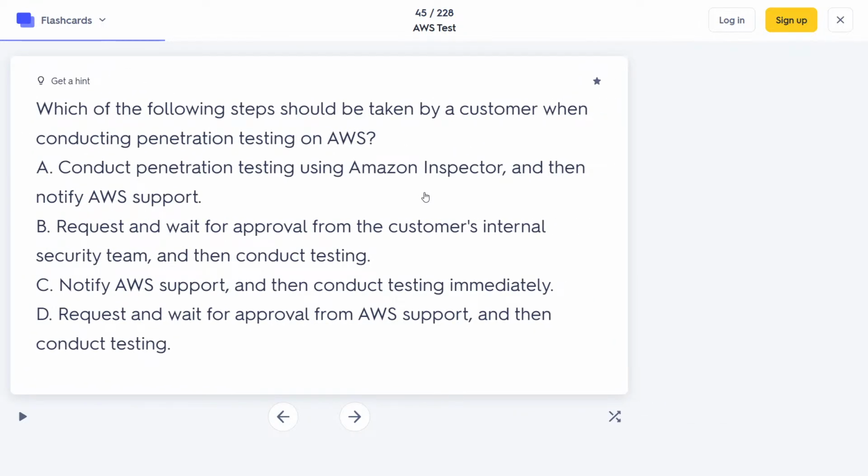Which of the following steps should be taken by a customer when conducting a penetration test on AWS? Well, notify the AWS team and wait for their approval or something. So now we have to ask either B or D.